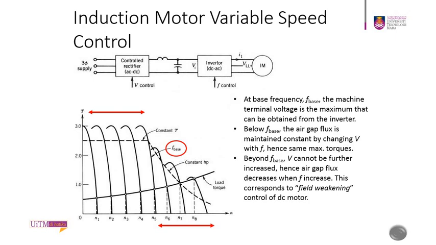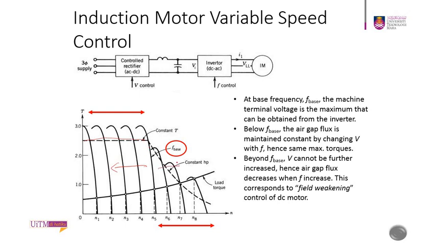And this we can look into, for example, for the two-phase converter. At the base frequency, the machine terminal voltage is at the maximum and can be obtained from the inverter. Below the base frequency, the air gap flux is maintained constant by changing V with respect to the value of F. Hence we can maintain the maximum torque.